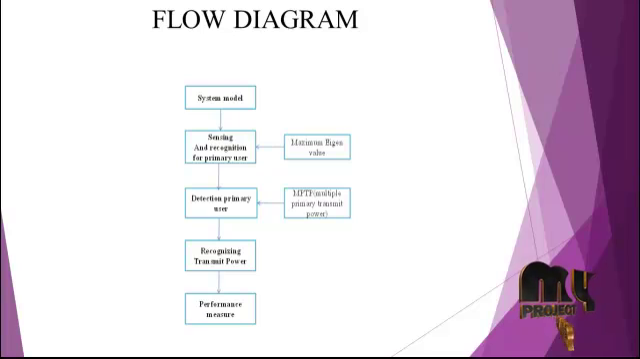The project flow diagram is to calculate the maximum eigenvalues based on the multiple antenna system. Initially, we create a system model for cognitive radio networks. Next, we sense and recognize the primary and secondary users to calculate the maximum eigenvalues. Next, we detect the primary users at the receiver side by using MPTP, that means multiple primary transmit power. Next, we recognize the transmit power for primary users. Finally, we calculate the performance measure for maximum eigenvalues and detection probability.